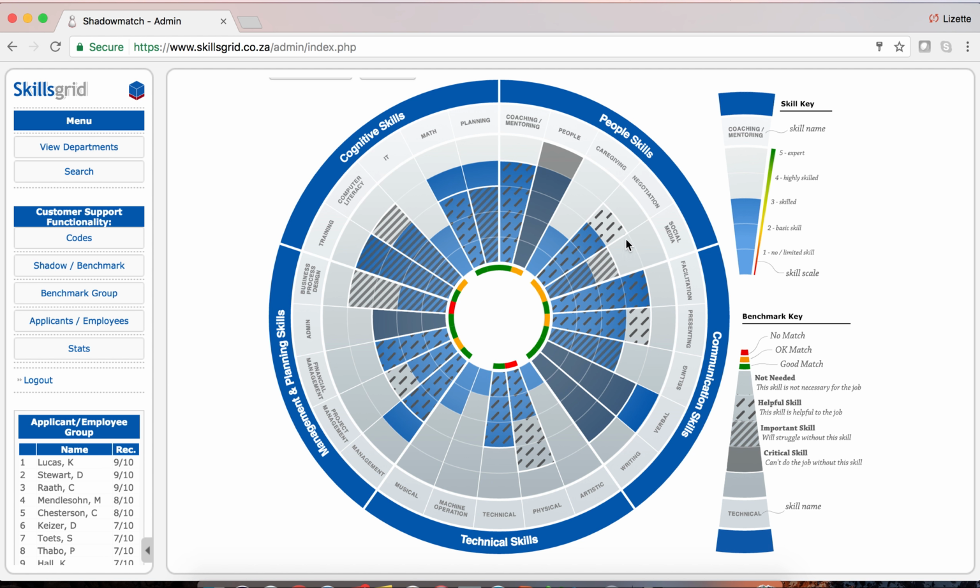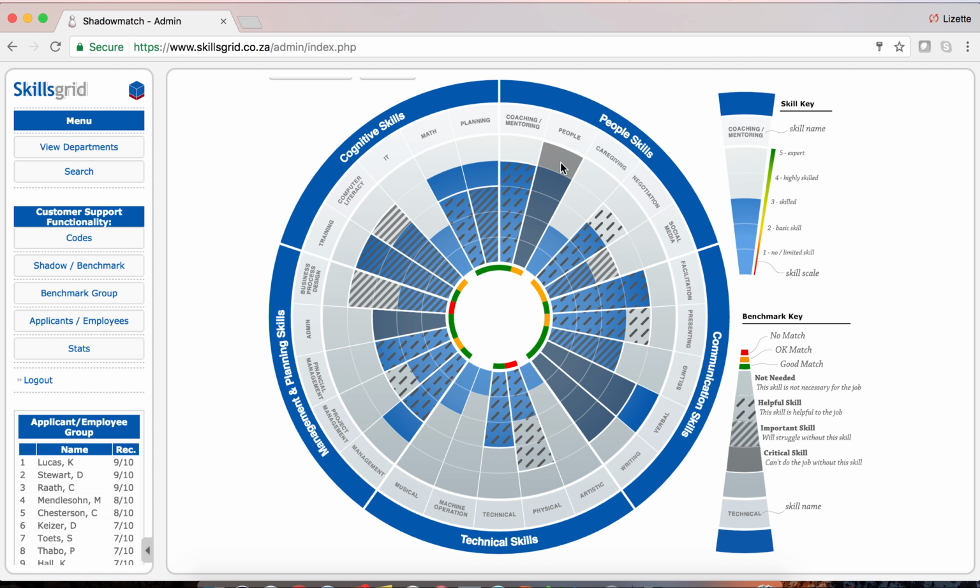If we look at some of the indicators, we can see that there's no indicator. Why? Because according to the top performers, IT is not a necessary skill. It's a skill that is not needed for this specific job. That's why also on musical, machine operation, artistic, and caregiving, you will see no color indicator with regards to the match.